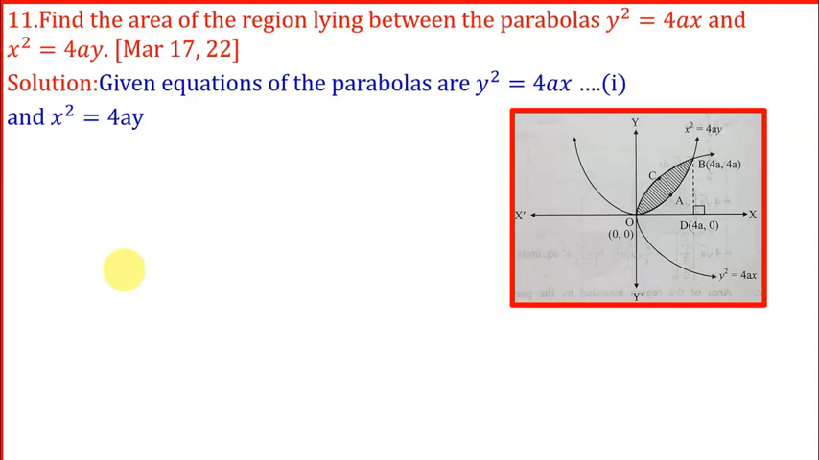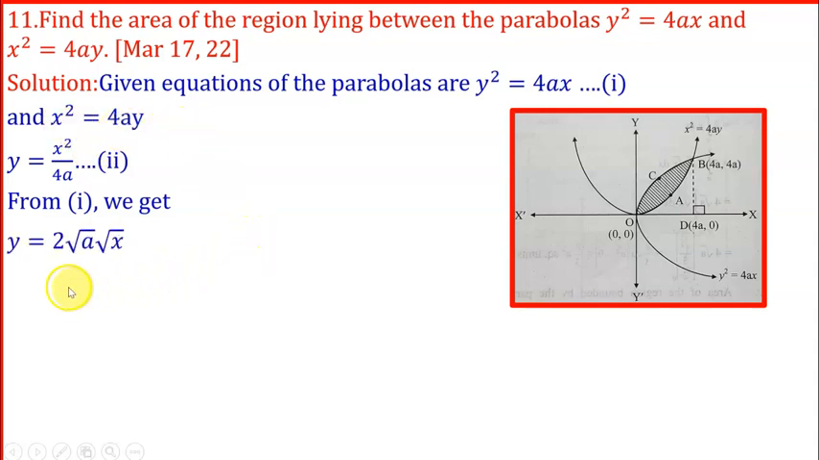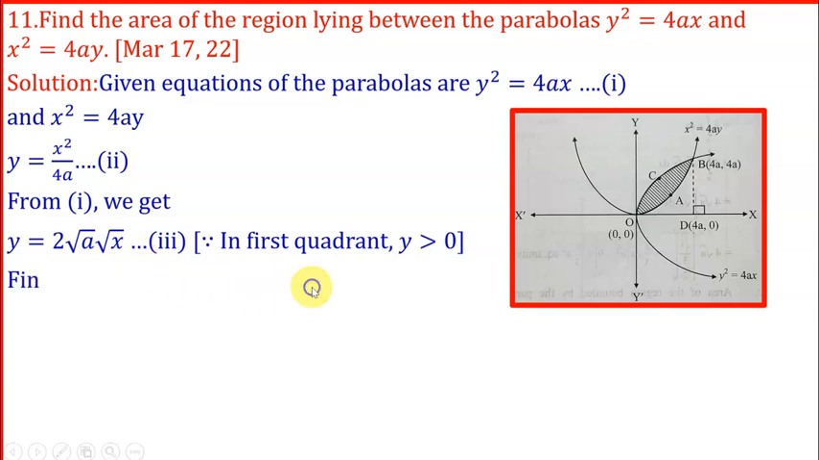Now here, the given parabolas are y square is equal to 4ax and x square is equal to 4ay. Here we will find the area below the parabola y square is equal to 4ax and the area below the parabola x square is equal to 4ay. Then take their subtraction. Now first, y is equal to x square upon 4a. This is from this parabola. And from equation 1, taking the square root, you will have y is equal to 2 root a into root x in the first quadrant.